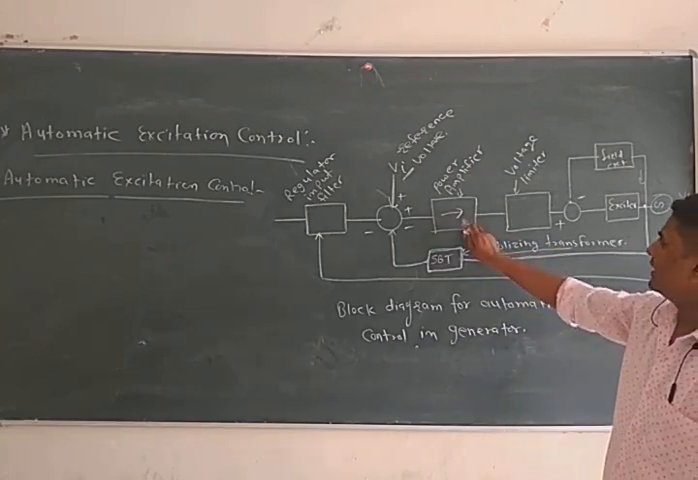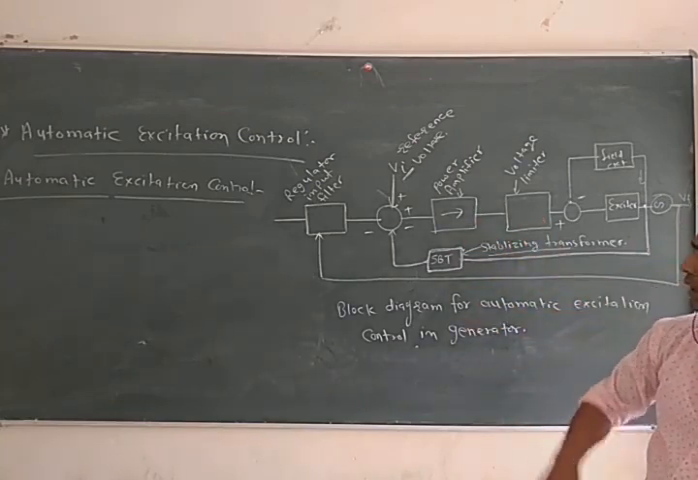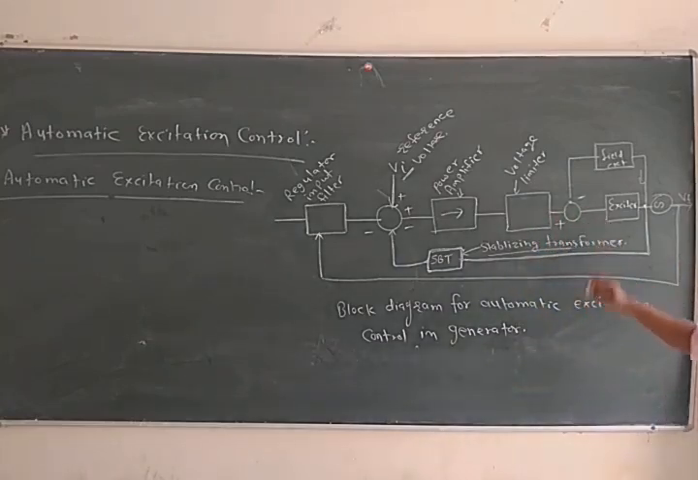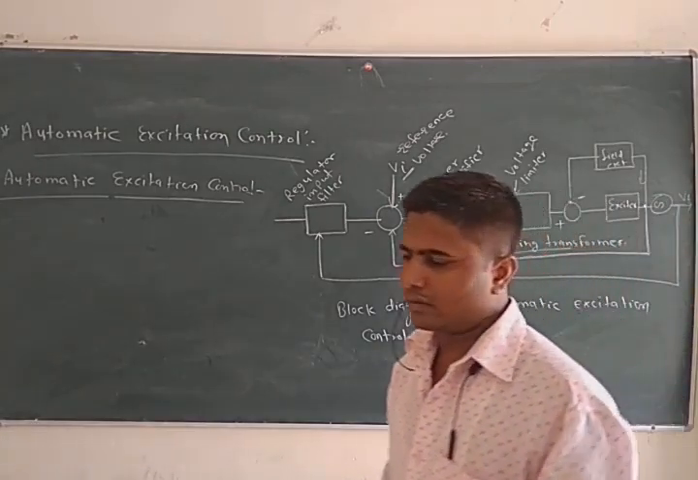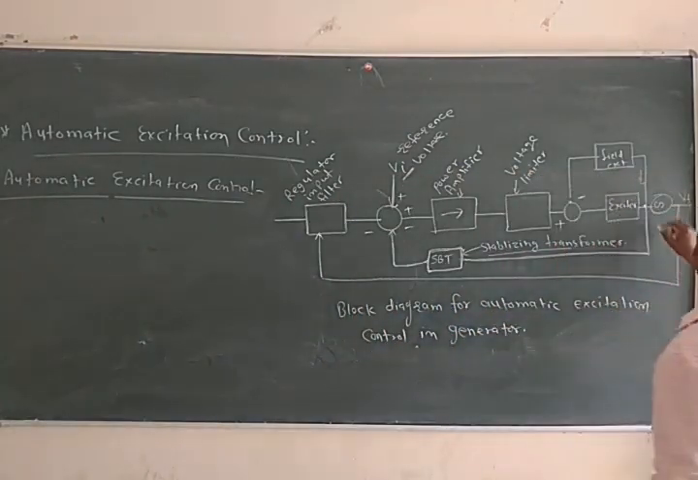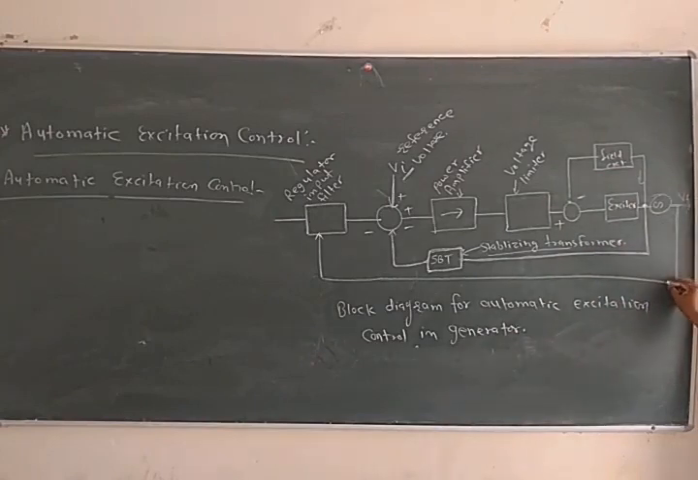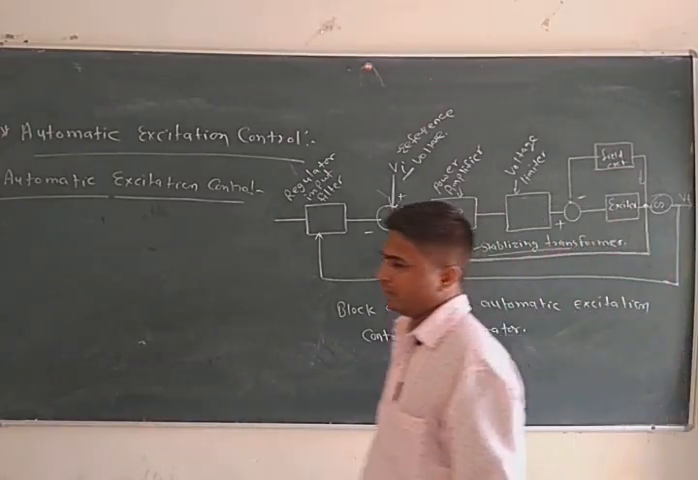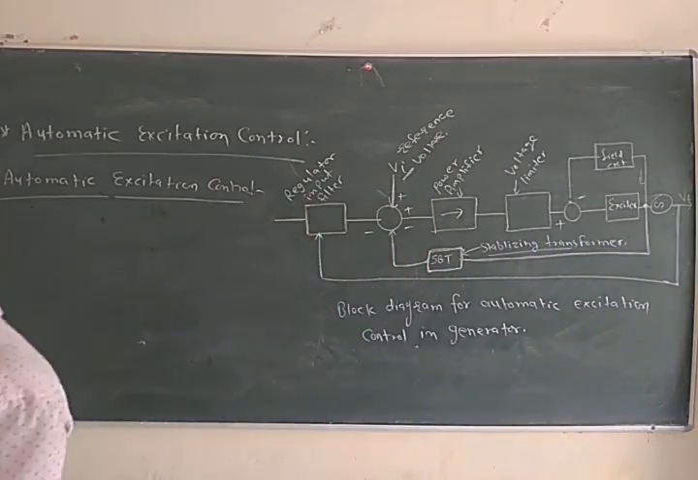After this, the error signal is provided to the exciter. Now this exciter changes the excitation of the alternator so that the terminal voltage is brought to the rated value, so that the output voltage of the alternator remains at the rated value. So this is the working of this simple type of excitation control method.